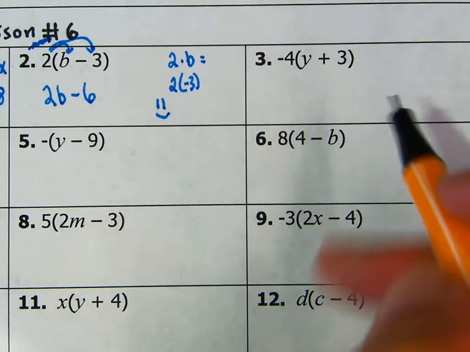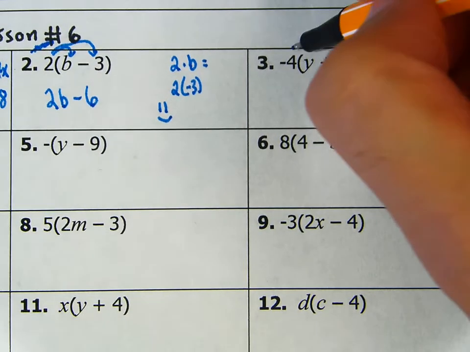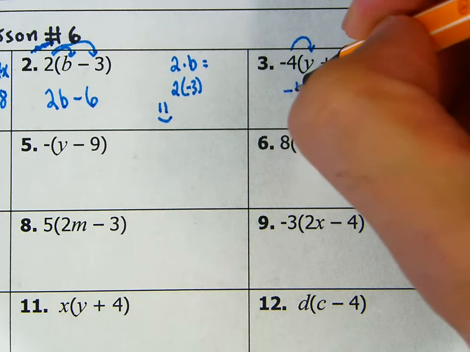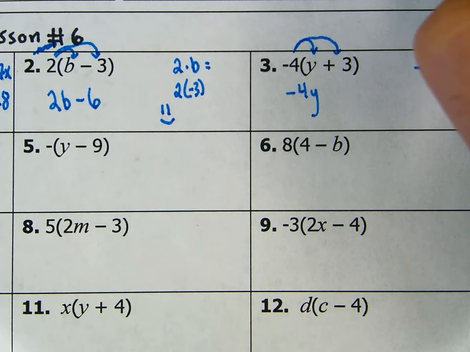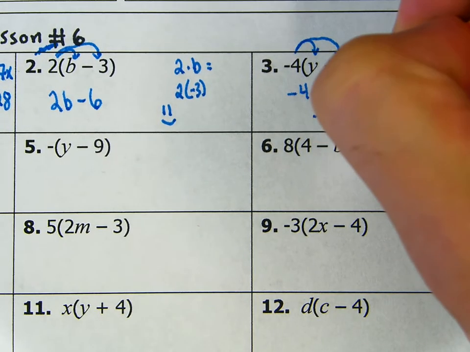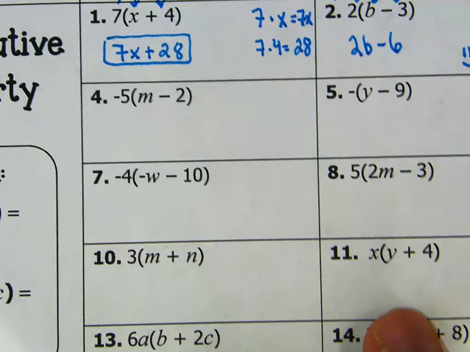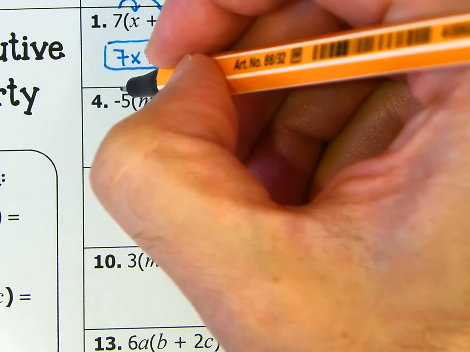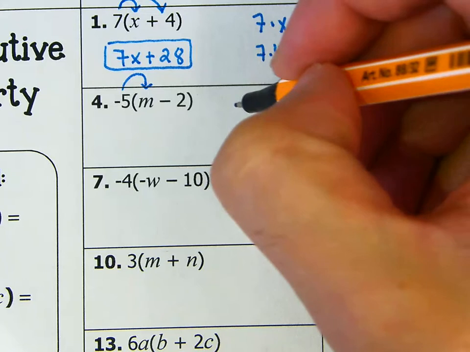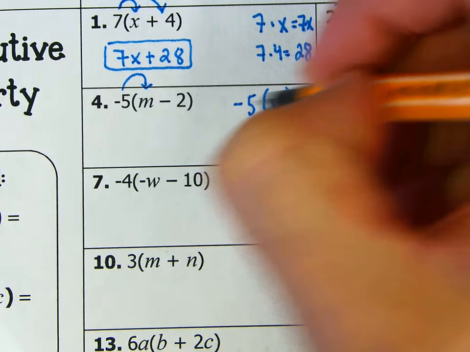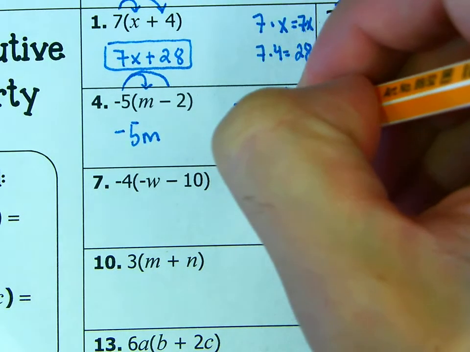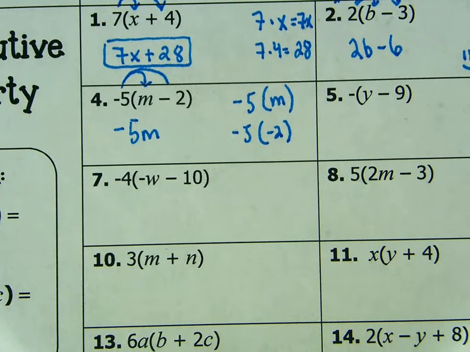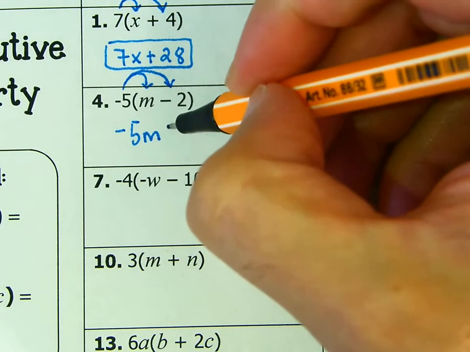Take your time. Be patient. Pause the video. Try it on your own, right? Here, you do negative 4 times y is negative 4y. Negative 4 times a positive 3. This will be negative 12. Okay, next one. Here, negative 5 times m, right? Negative 5 times m is just negative 5m. And what is negative 5 times negative 2? Right? What would this be? This would be positive 10.